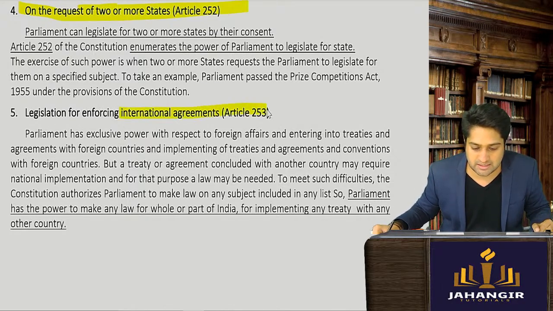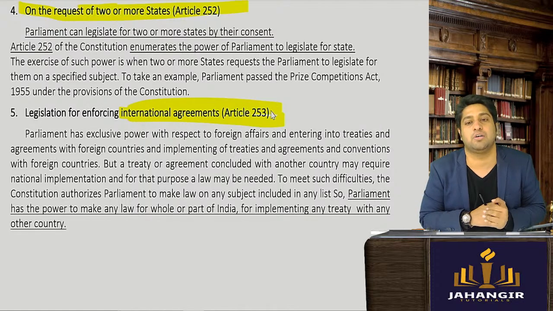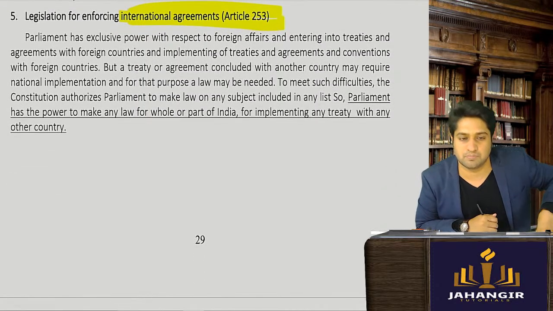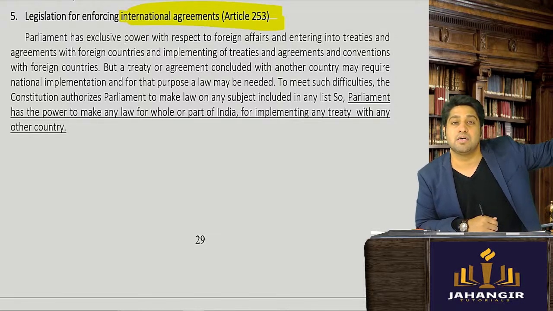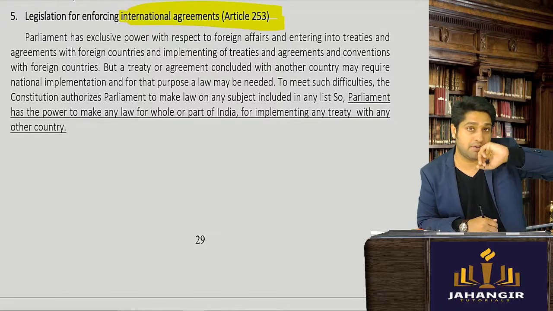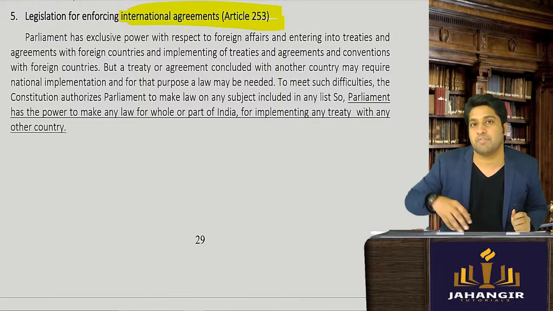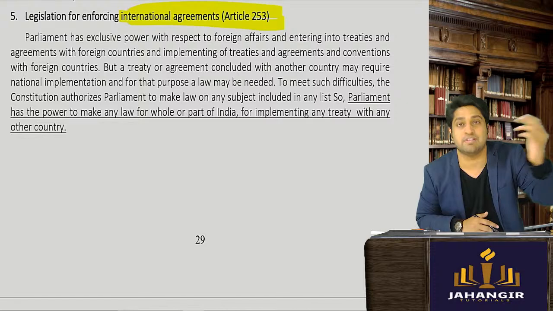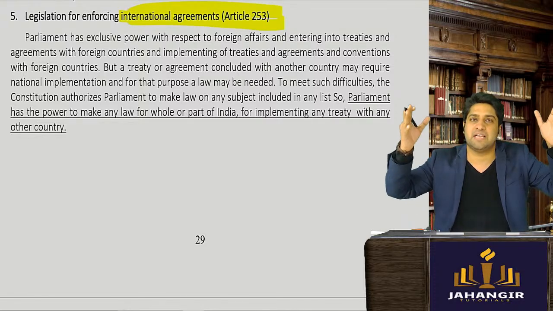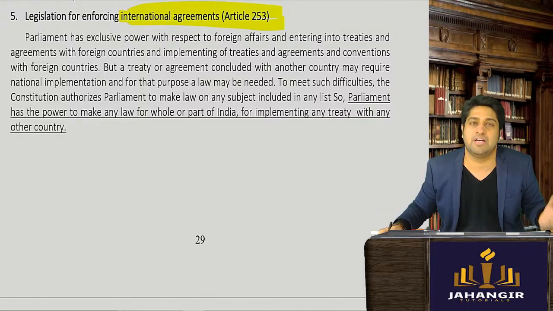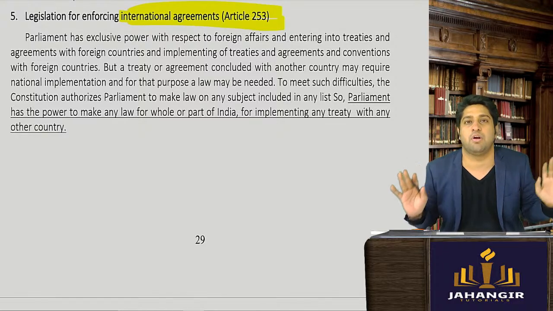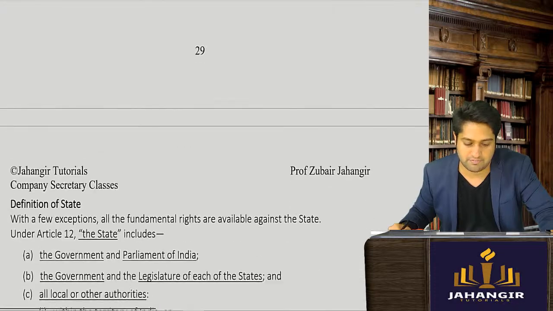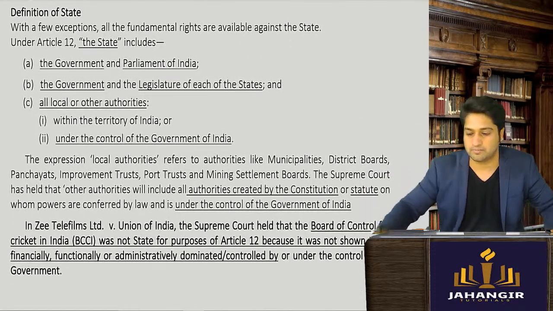Then next is international agreements, given under Article 253. Whenever Parliament makes an international agreement, for example the Indo-Mauritius Treaty, when India has made a treaty with Mauritius or with some other country, obviously when we say India, it means all the states. In an international treaty, no state can say no, I will not follow. It is the full country, and it will have to follow the law when we enter into an international treaty.